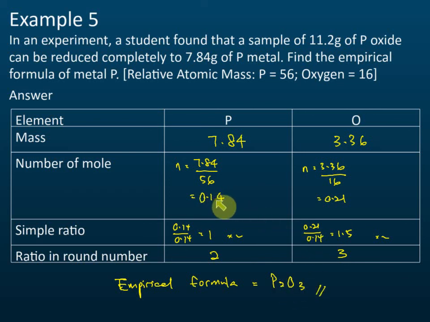First, we divide by 0.14 to get the ratio. But after we divide by 0.14, if we still can't get a round number, then we multiply. Usually it's either multiply by 2 or multiply by 3. Something like that, then you can get a round number. So then you get this answer, P2O3.